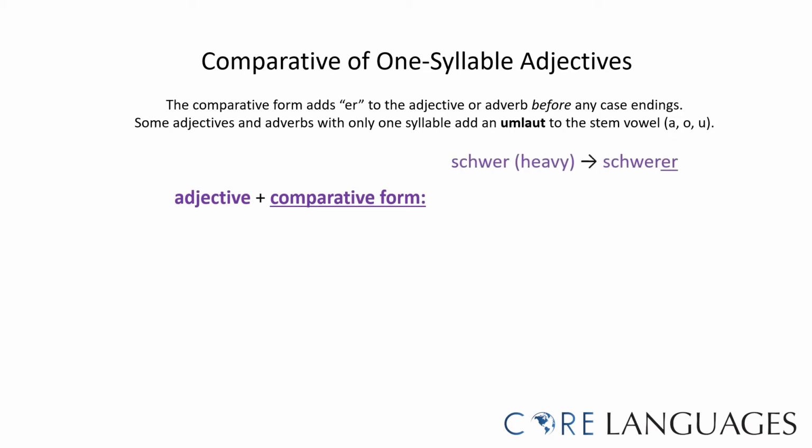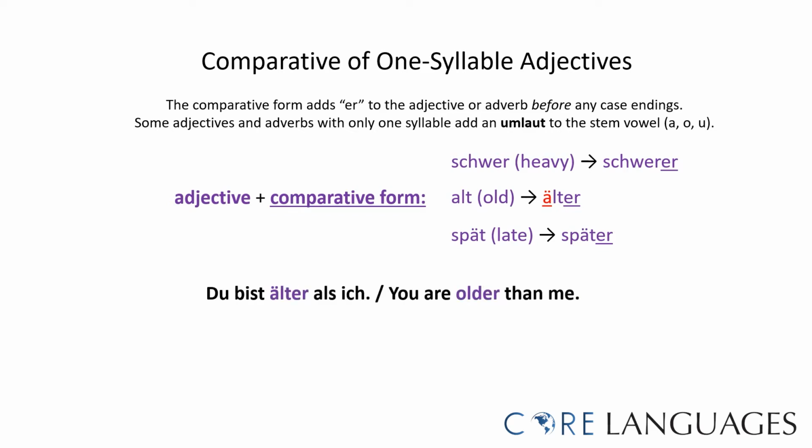For example, schwer, schwerer. Schwer means heavy, schwerer, heavier. We simply added er. Alt, which means old, älter. We simply added er, but we also had a stem vowel change. A turned to ä. Spät, late, später, later. For example, du bist älter als ich. You are older than me.